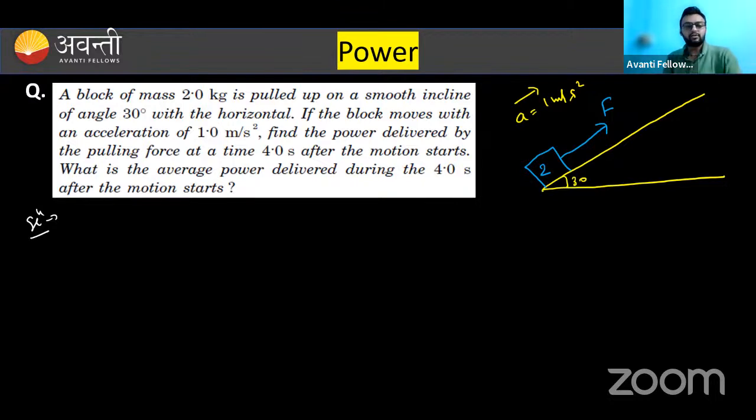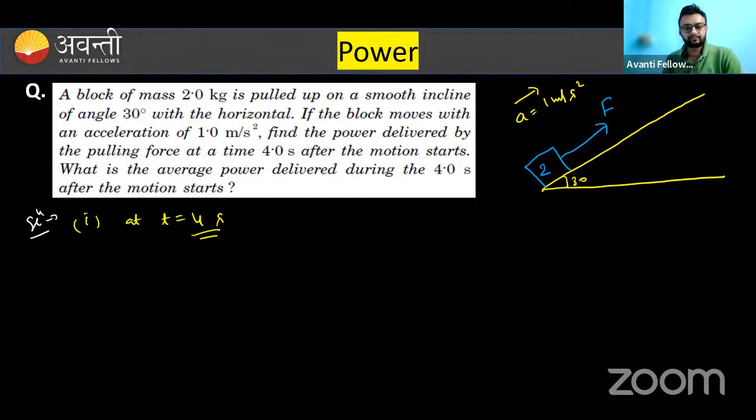So they are asking about the power at a particular instant, t equals to 4 seconds. If I say the first part, they are asking the instantaneous power at t equals to 4 seconds. They have given me a particular time, that means they are asking me the instantaneous power. So what is the instantaneous power? P is equals to force into velocity. You need to calculate the velocity at t equals to 4. Clear?